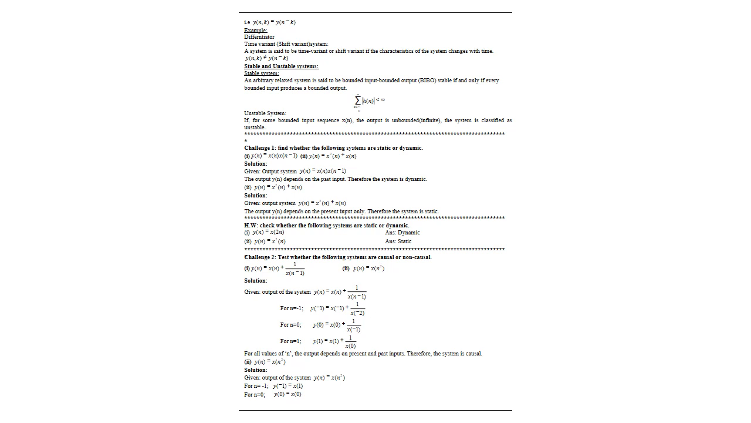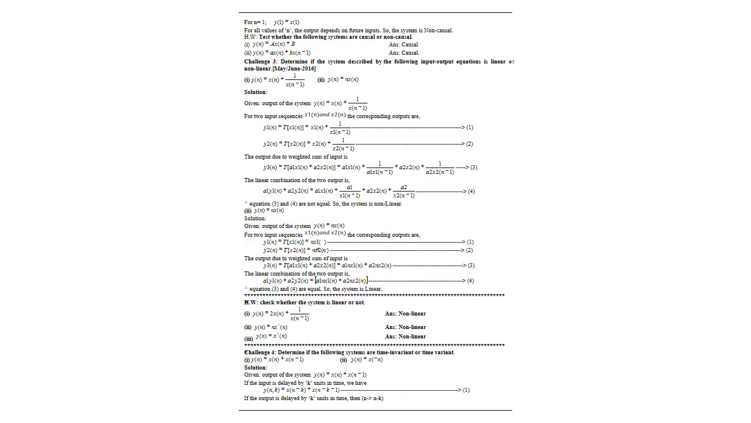Now, y of n is equal to x of n squared. We are given the output of the system, that is y of n equal to x of n squared. For n equal to minus 1, y of minus 1 is equal to x of 1. For n equal to 0, y of 0 is equal to x of 0. For n equal to 1, y of 1 is equal to x of 1. For all the values, the output depends on future input only. So the system is non-causal.